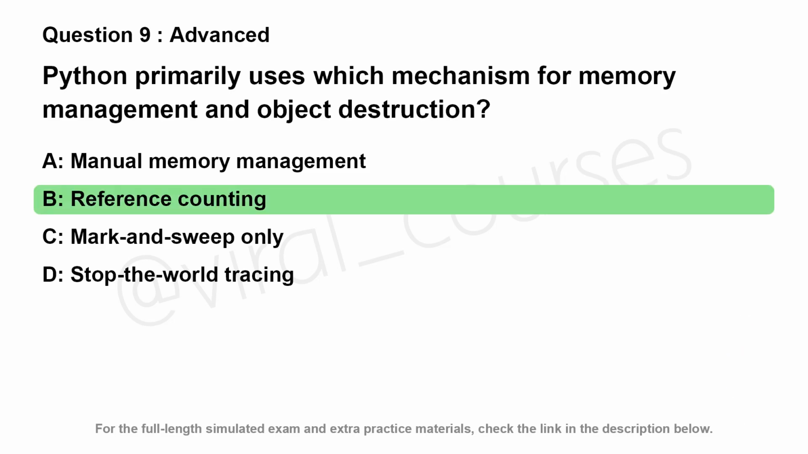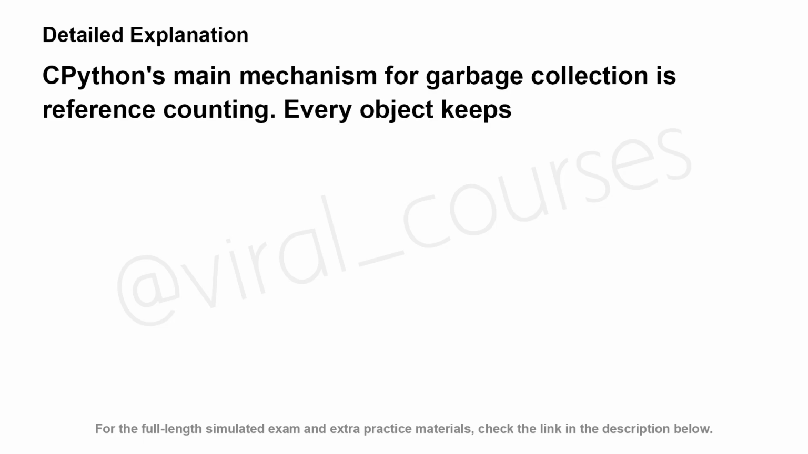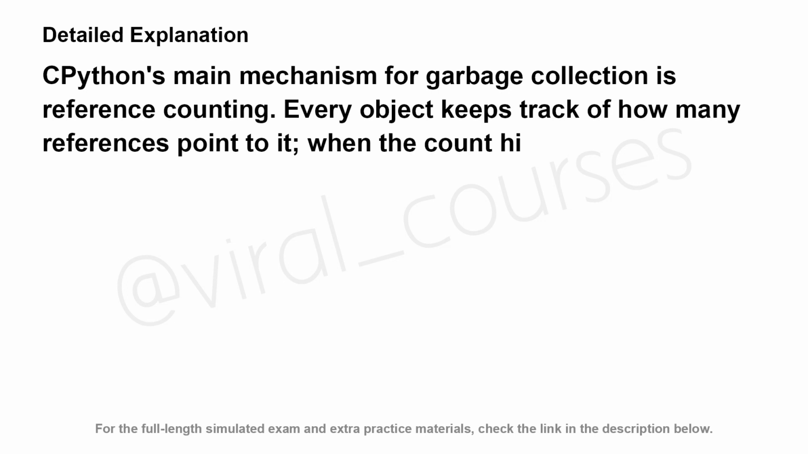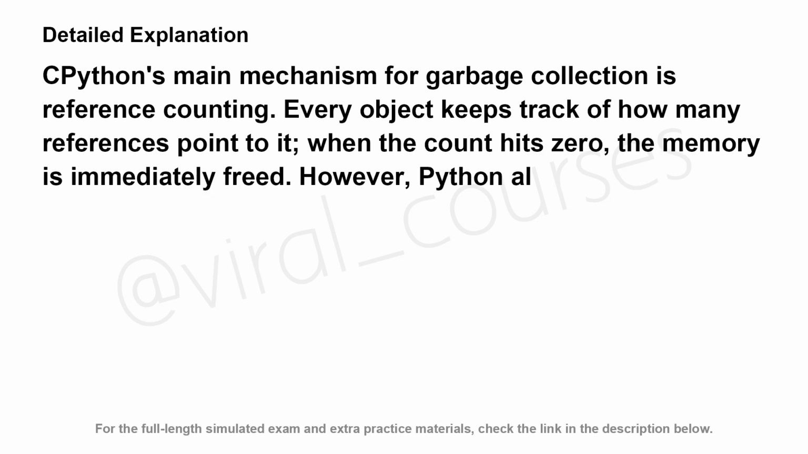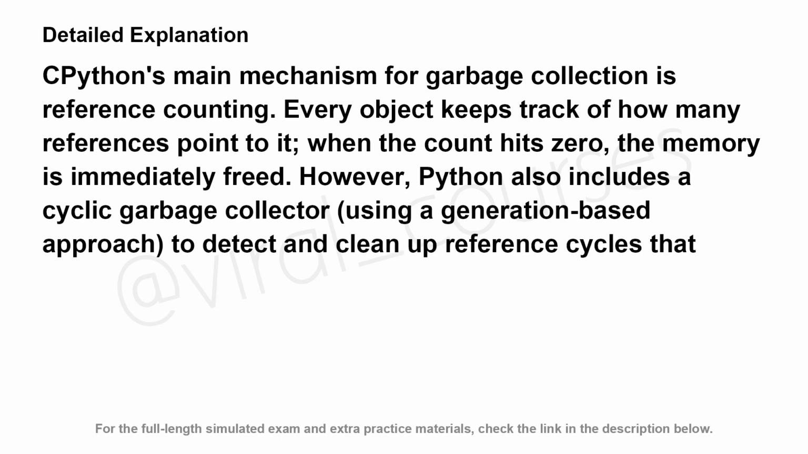The correct answer is B. CPython's main mechanism for garbage collection is reference counting. Every object keeps track of how many references point to it. When the count hits 0, the memory is immediately freed. However, Python also includes a cyclic garbage collector, using a generation-based approach to detect and clean up reference cycles that reference counting alone cannot handle.